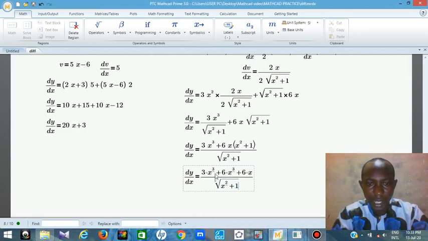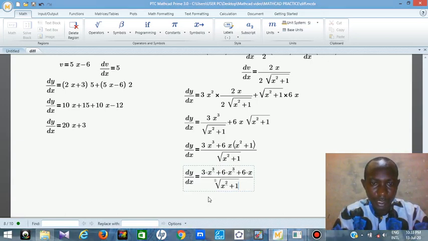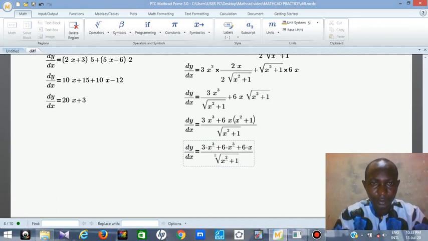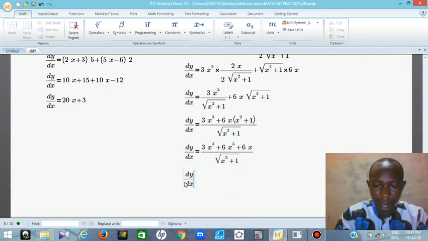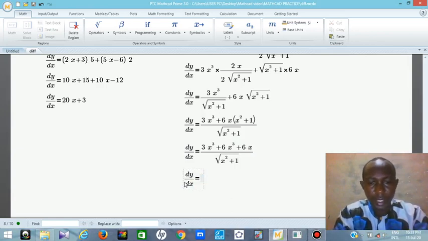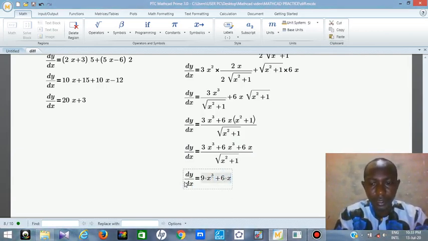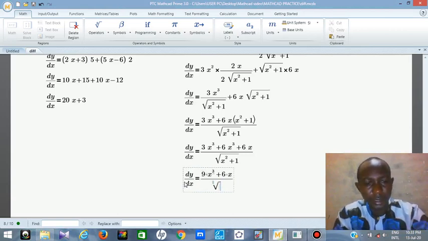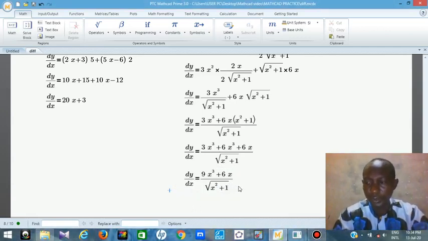Then finally, these two are like terms. I will now have 9x cubed plus 6x, so let me finalize the answer. dy dx is equal to 9x raised to the power 3 plus 6x, divided by square root of x squared plus 1. So this is the answer to this question.